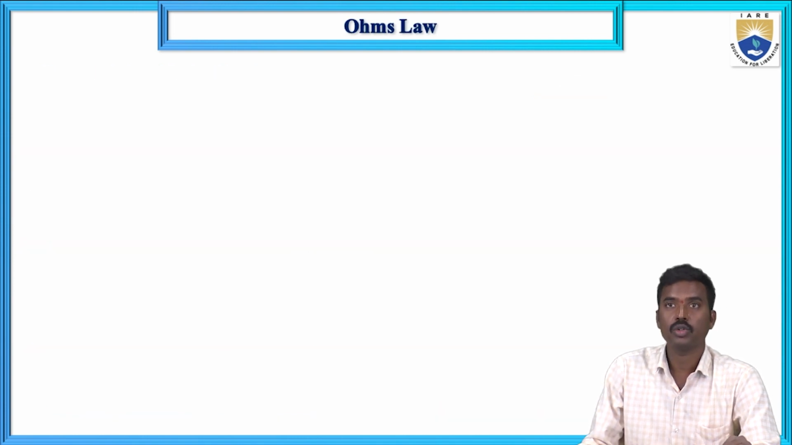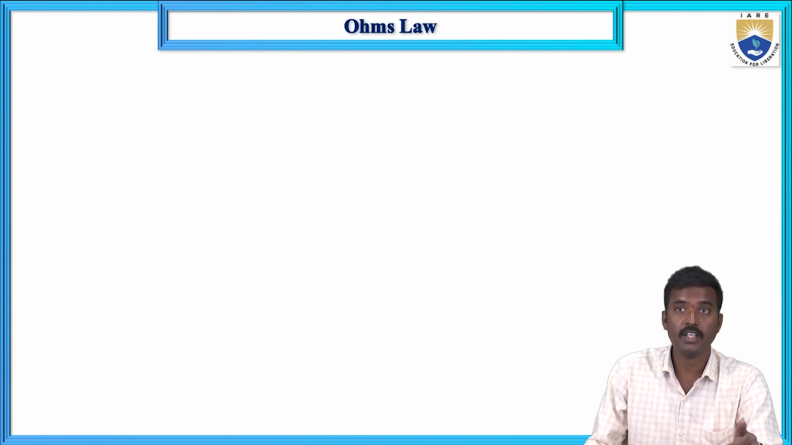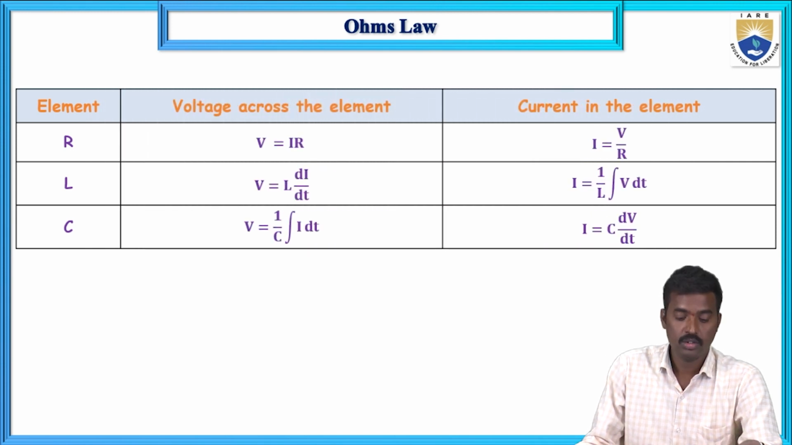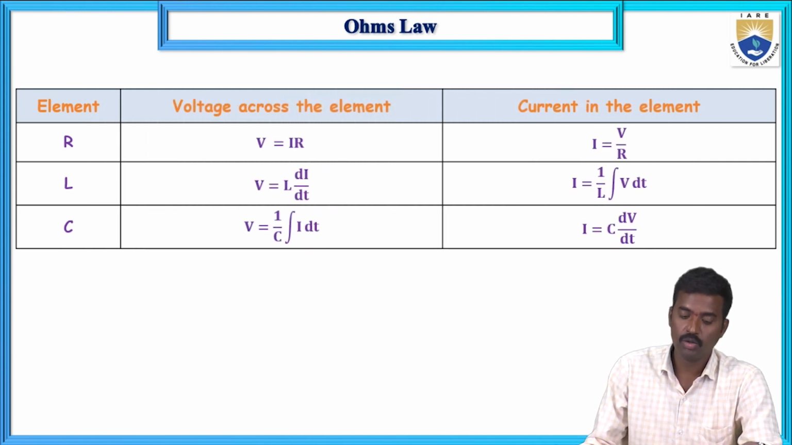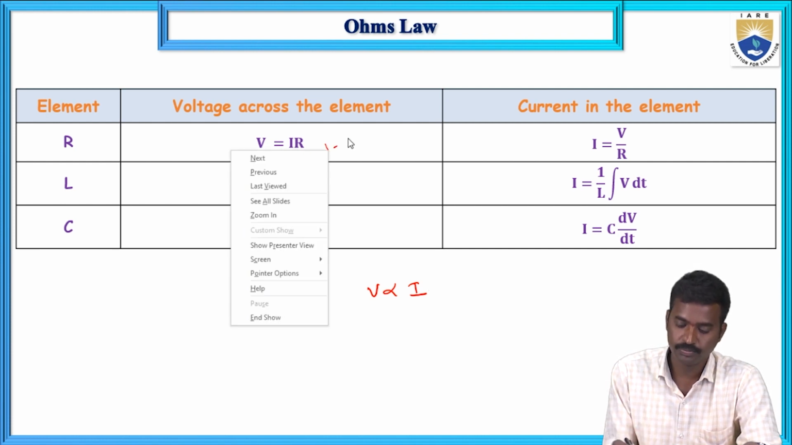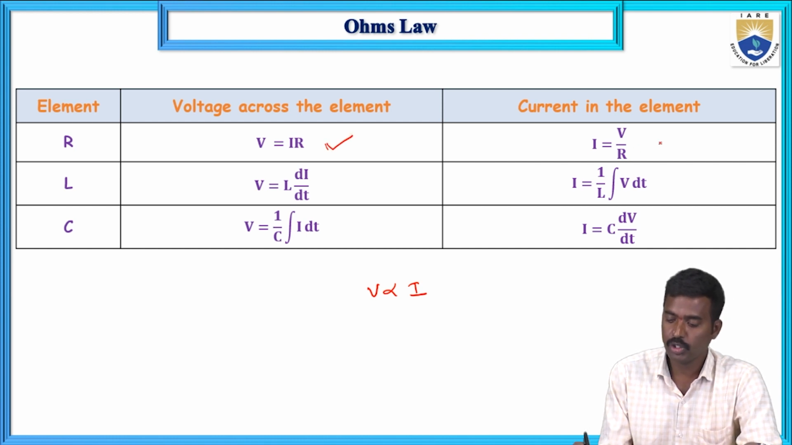Now, before moving to the further discussion on series and parallel R equivalent, L equivalent, C equivalent derivation, we must have prior knowledge of the voltage-current relationships for RLC parameters. Ohm's law means the voltage across any element is directly proportional to the current. So for resistors, V is equal to IR. So here I equals V by R, the current.